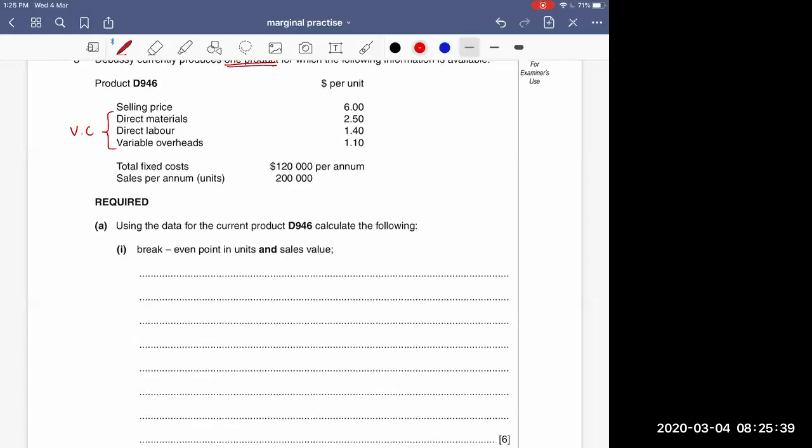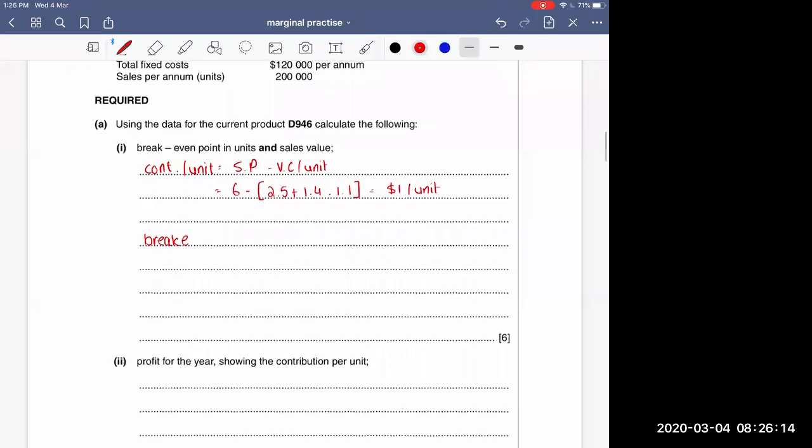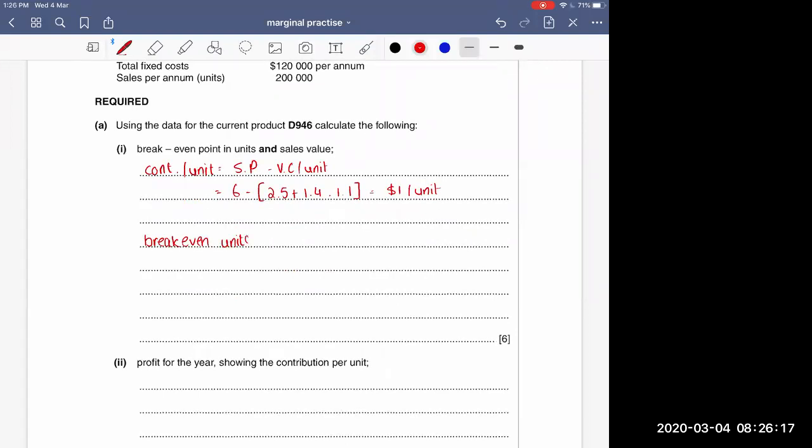Breakeven point calculate karna hai. First of all, we will be calculating the contribution per unit. And how do we calculate contribution per unit? Sir, it's selling price minus variable cost. Selling price minus variable cost per unit will give us contribution per unit. Selling price is 6, variable cost is 2.5 plus 1.4 plus 1.1, that makes 5 per unit. 6 minus 5, what is our contribution per unit? It's $1 per unit. Breakeven ke liye, this is total fixed cost divided by contribution per unit. Total fixed cost is 120,000 divided by contribution per unit is 1.